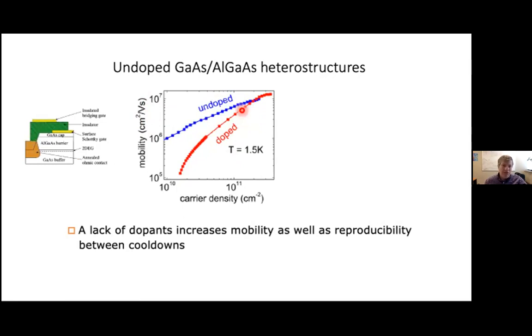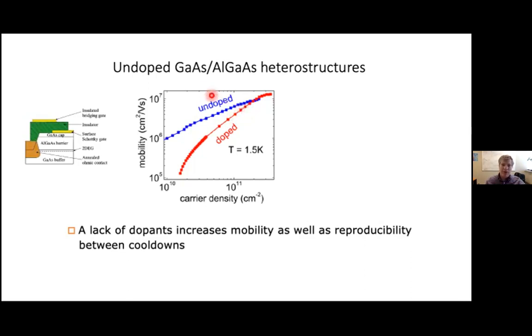The reason we can achieve that in these structures is because the interfaces are very high quality and because the dopants are spatially separated from the 2-DEG. And that reduces scattering compared to a uniformly doped semiconductor. Okay, so that's why these are referred to as high electron mobility transistors or HEMT structures.